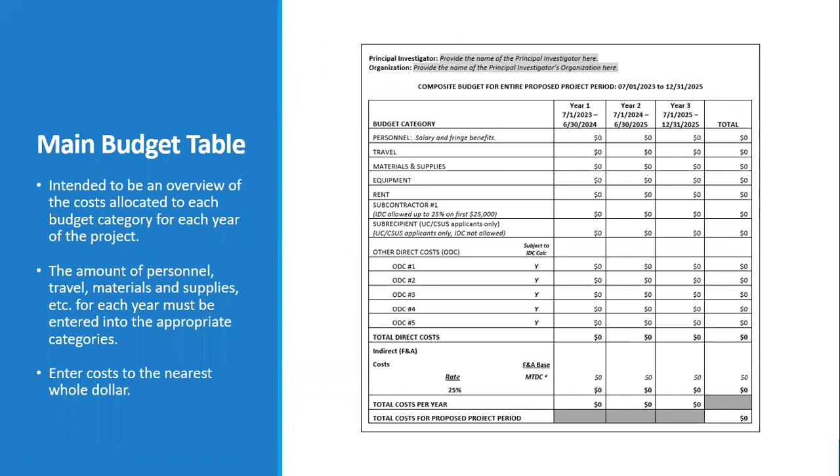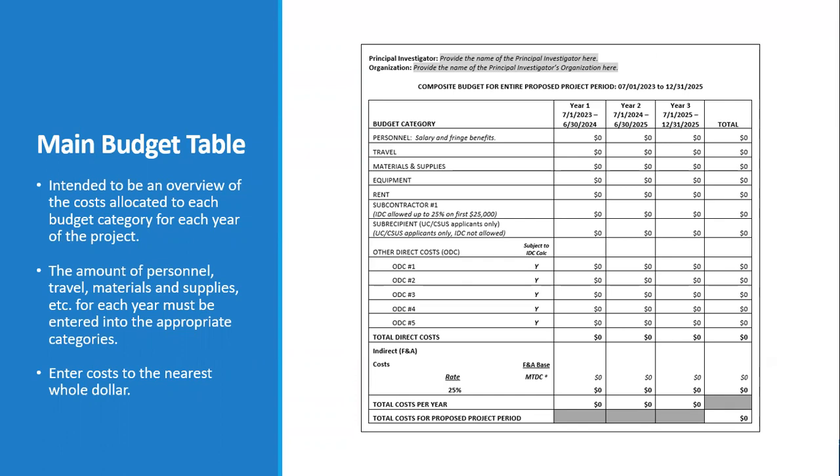All right, so we're going to dig into the main budget table, and we're going to spend quite a bit of today's talk discussing this main budget table and all the pieces of it. This is one of the main tools that reviewers are going to use, and it's a place that they commonly look to make sure that the costs are appropriate. This gives a good general overview of how much is devoted to certain categories, and the amount of personnel, travel, materials, and supplies. All these things need to be entered into the appropriate categories.